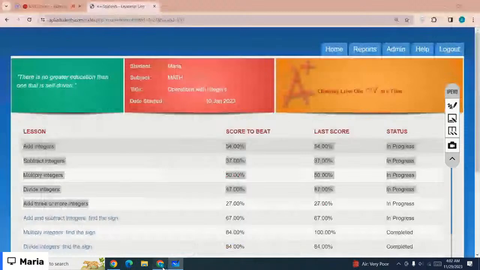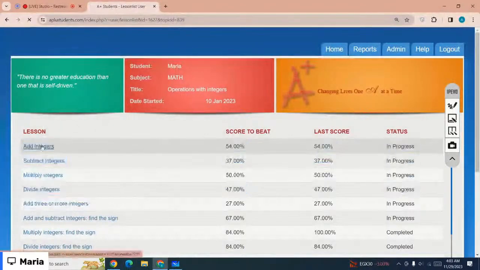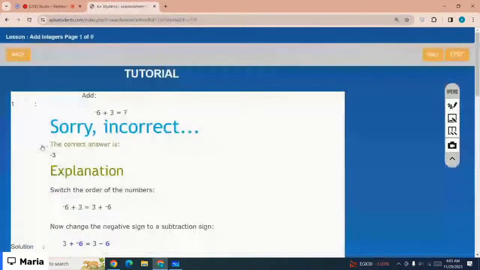Here I'm on grade 6 math. The chapter we're working on is operations with integers. Let's just start with the first lesson, that is add integers. Make sure you have your notebook and pencil so that you can do these questions on your notebook also, right? The first one is negative 6 plus 3.